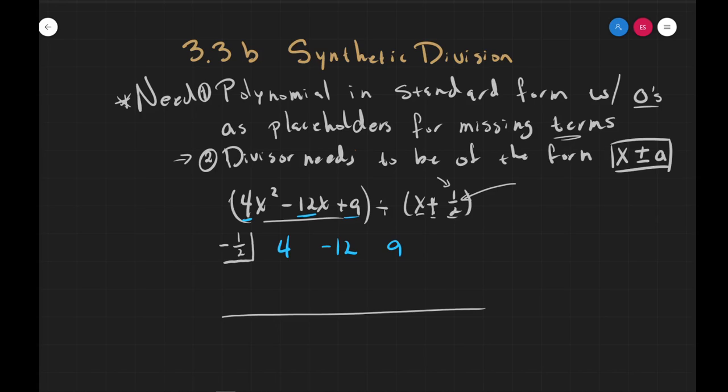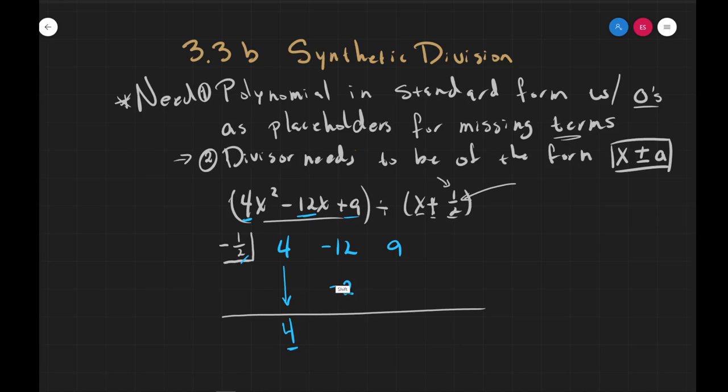Okay. So the way we do this is the first number always just comes straight down. We just bring that down, and it stays the same. It doesn't change. Then we're going to take the number below the line times the number in the box, and that number we're going to write underneath this negative 12. We're going to write our new number right here. So 4 times negative 1/2 is negative 2.